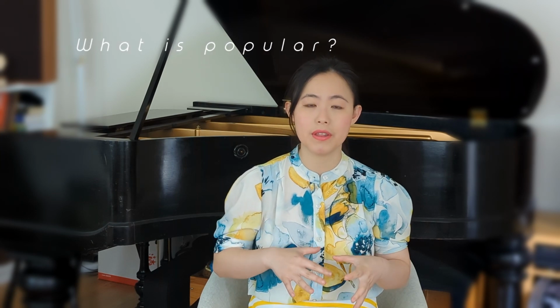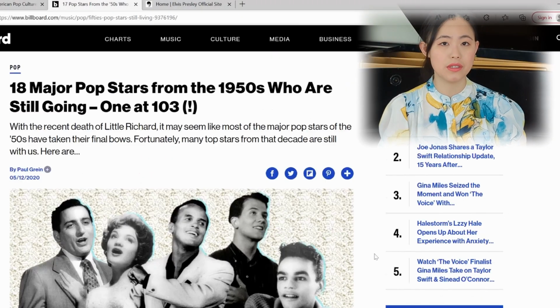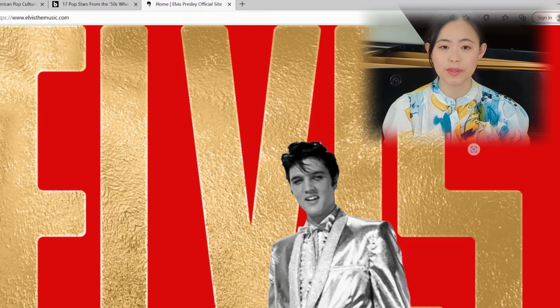So what is considered popular? The term popular, or pop as we define it today, dates from around the mid-1950s to loosely encompass songs which have a rhythm or tempo that can be easily danced to, catchy and repetitive melodies, usually a verse-chorus structure, and borrow elements from styles such as rock, country, and dance.